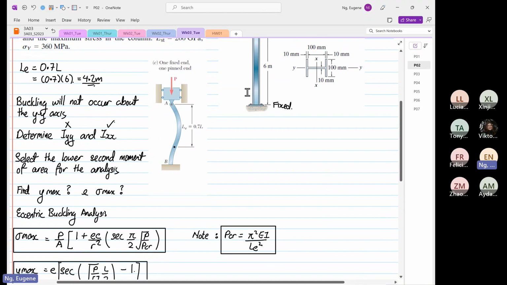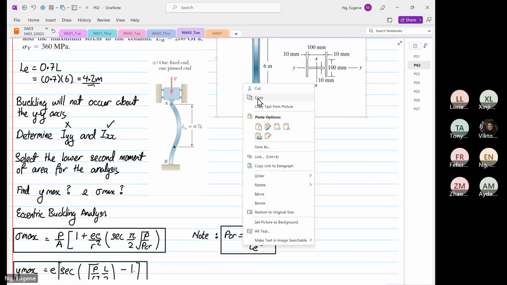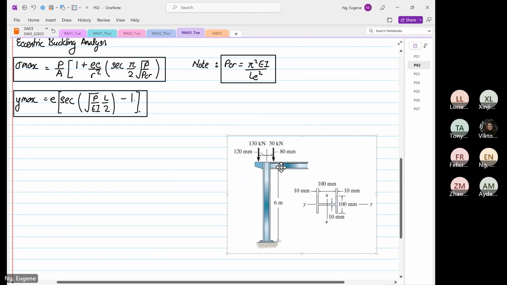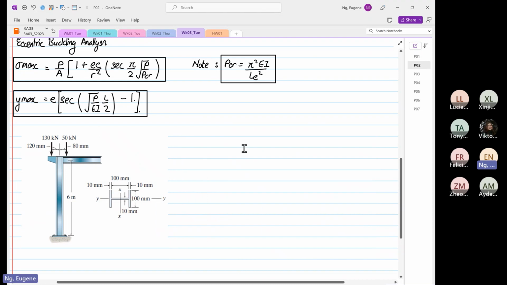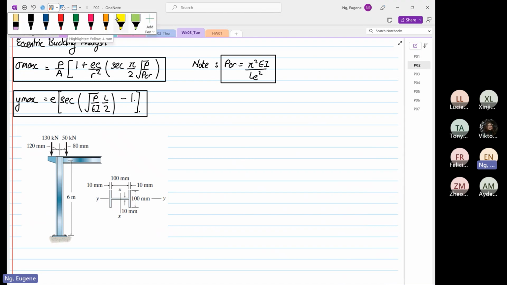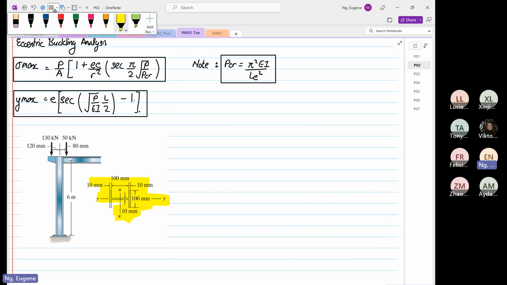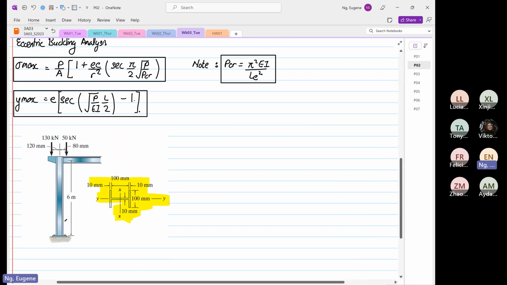I'm going to bring the figure down. We draw our transformation. So we have to be careful over here, because we have to follow the transformation in this diagram over here. So that is the cross section. Okay, so this is the cross section.